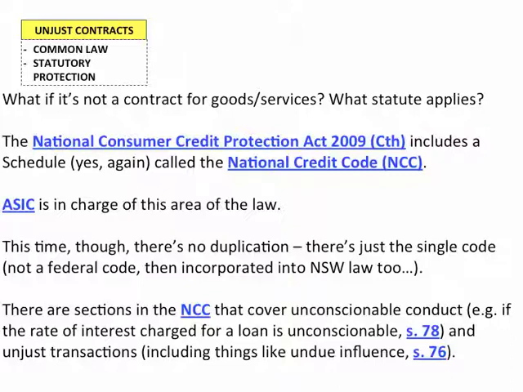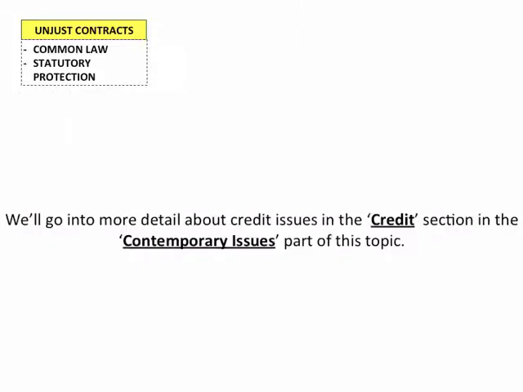And the credit stuff, we go into a lot more detail right at the end of the topic in the contemporary issues part, so we'll look at that in more detail. If you're thinking, wait, that wasn't much about credit, yeah, we do a lot about credit. We do a whole section about credit, so don't worry about that too much. So those are the unjust contracts. And the next part we need to look at is marketing and things like that.